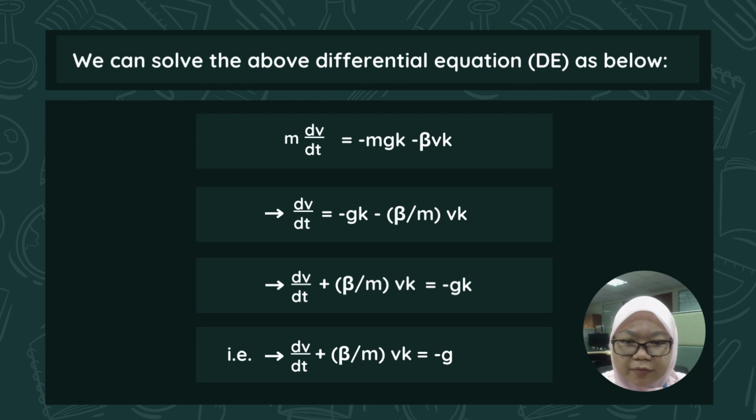We can solve the above differential equation as below. m dv/dt equals negative mgk minus beta Vk, which is dv/dt equals negative gk minus beta/m times Vk. Then we solve dv/dt plus beta/m times Vk equals negative gk. Finally, dv/dt plus beta/m times Vk, we can get negative g.